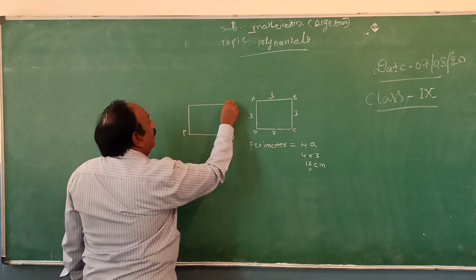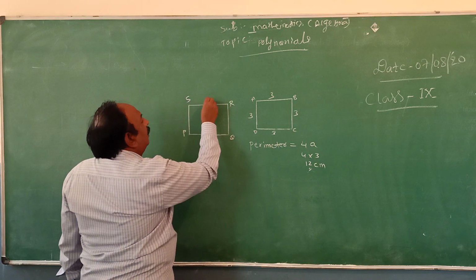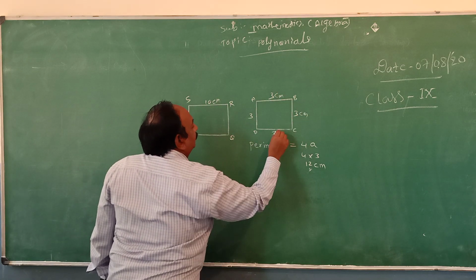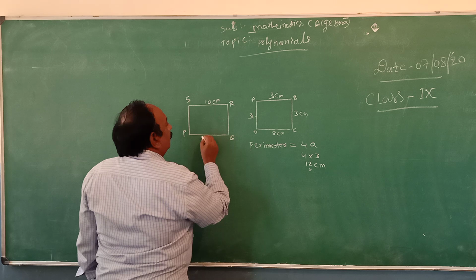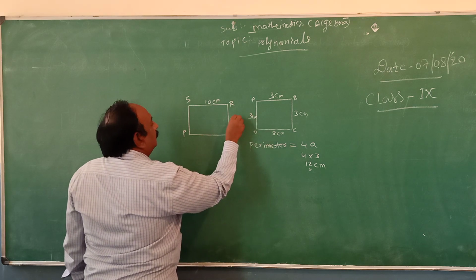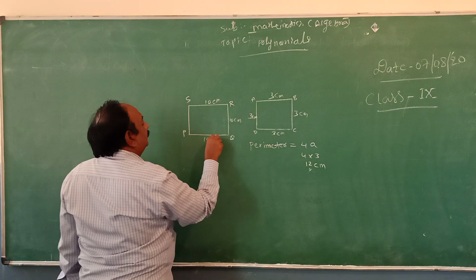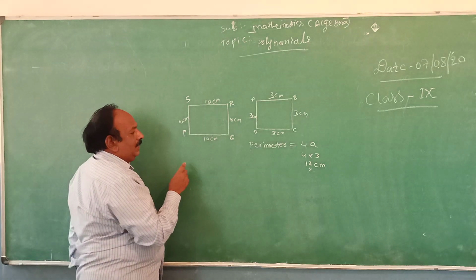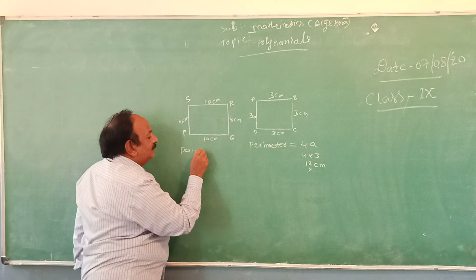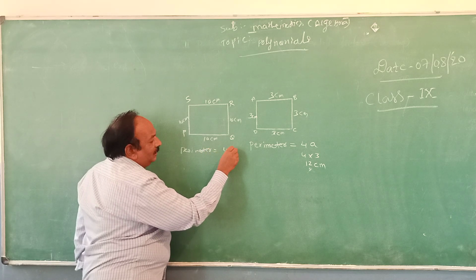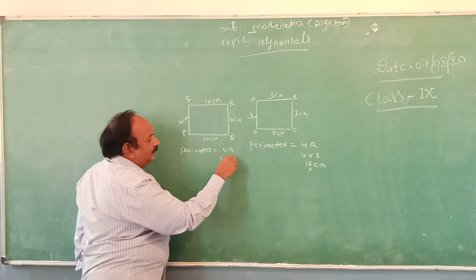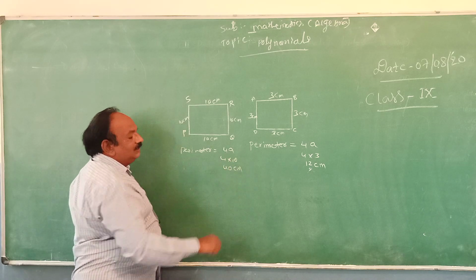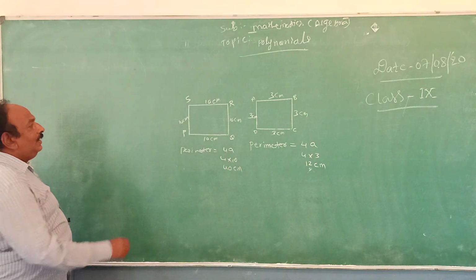Next, this is another square, PQRS, each side 10 centimeters. What is the perimeter of this square PQRS? The perimeter is once again 4a. 4 into, what is the measure of each side? 10. 4 tens are 40 centimeters.